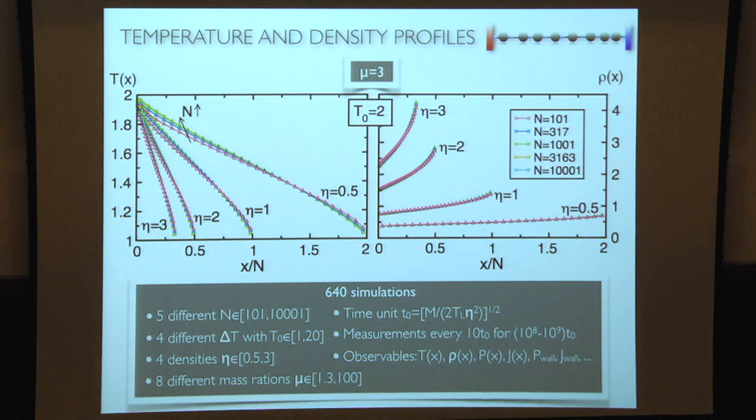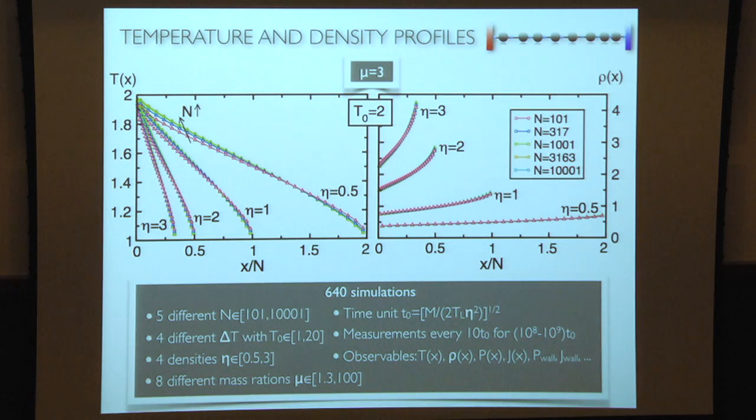Here you see, for instance, some results for the temperature profile and the density profiles for mass ratio equal to 3 and the left temperature equal to 2. These different curves are for different global densities, 0.5, 1, 2, 3, and the different colors mean increasing n. You can see many things here. Profiles are highly nonlinear, and we have, as everybody knows, strong finite size effects. You see how profiles really change with the system size.